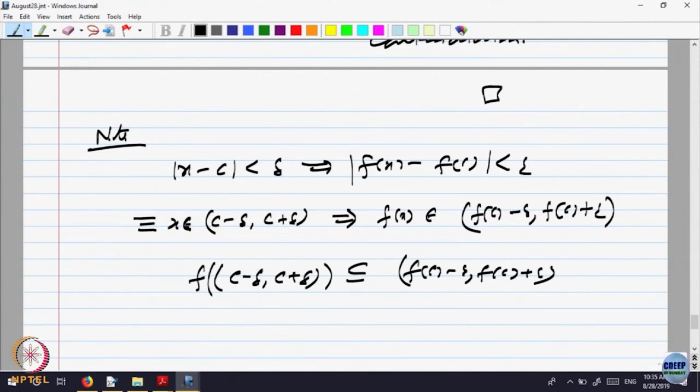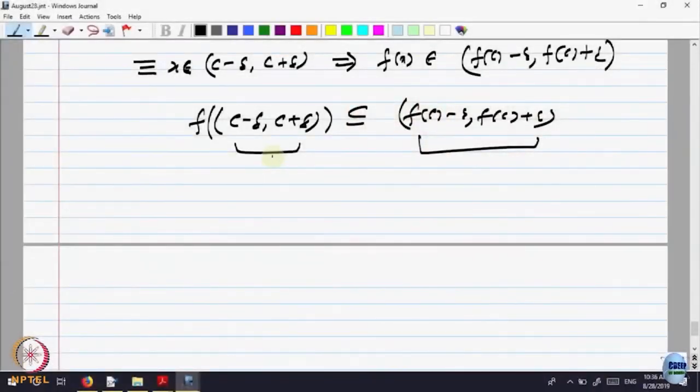I am just rewriting everything slowly, changing the notations. If x is in this, then f of x belongs to that, which means the image of this is inside that. So, what we are saying is, given an epsilon neighborhood of f of c, there is a delta neighborhood of the point c such that the delta neighborhood is mapped into the epsilon neighborhood. So, now it is going into kind of set theory language.